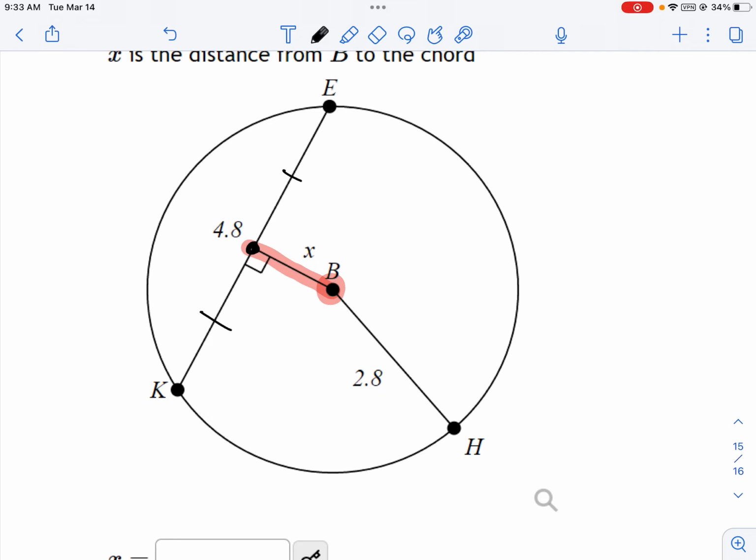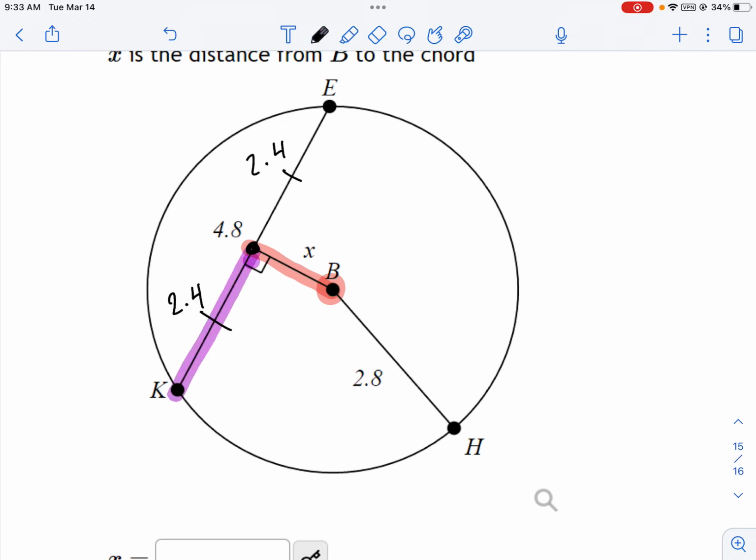But what we're also given, in addition to that right angle, is that this entire chord length, chord meaning just a line inside of a circle, running from K to E, has a length of 4.8. Well, that means that if we were to split 4.8 evenly, we would have the same thing on both sides. That would be 2.4, because half of 4.8 is 2.4. That means one distance is 2.4 and so is the other distance.